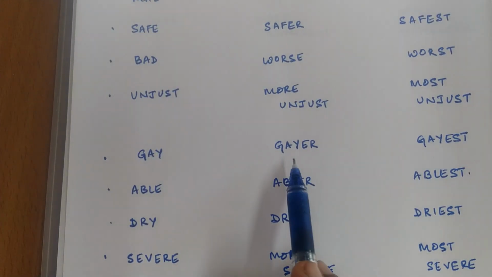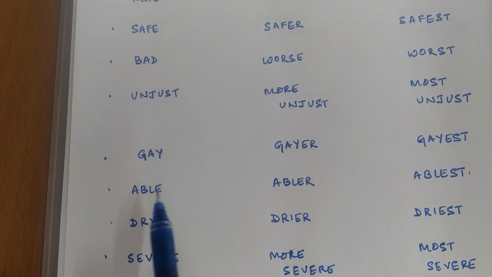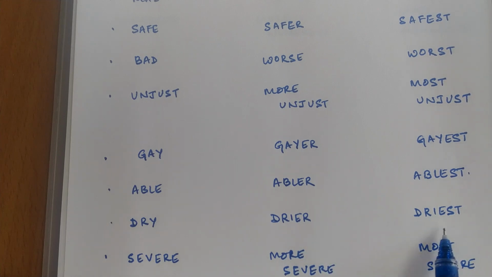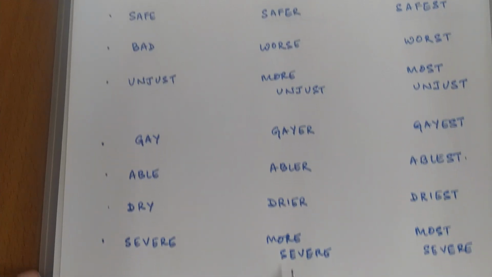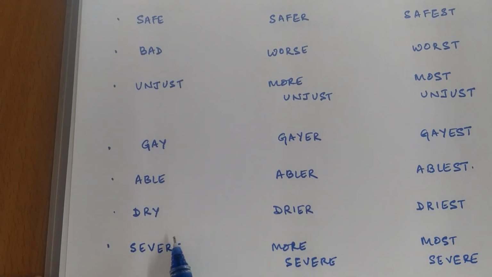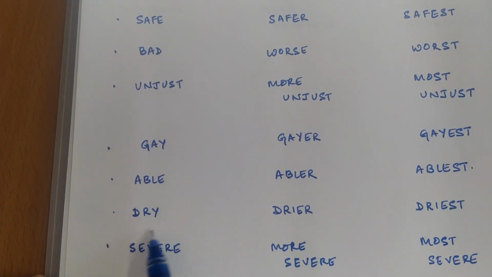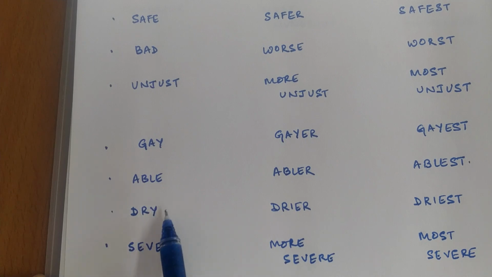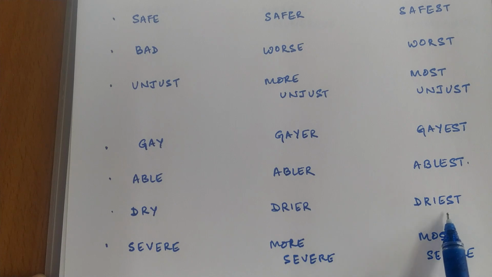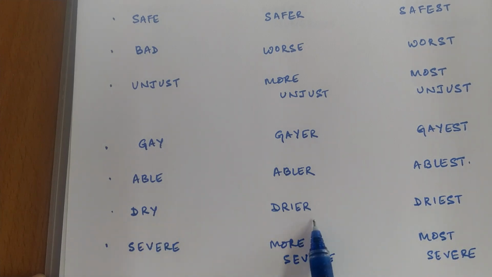Gay becomes gayer and gayest. Able becomes abler and ablest. Dry becomes drier and driest. Severe becomes more severe and most severe. Now in these examples, like I had explained to you, where the positive ends in y, then what happens to the comparative? This y becomes er, ier, and in the superlative it becomes est. So dry, drier, driest.